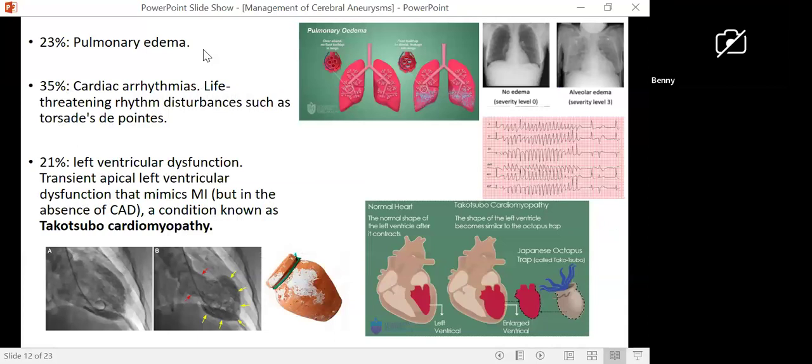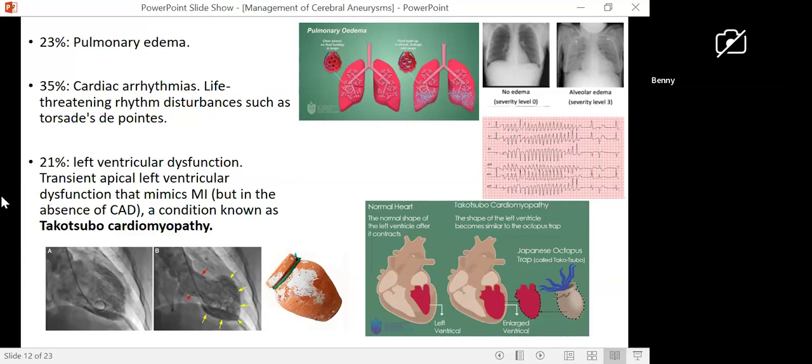23% of patients could get pulmonary edema, so essentially just fluid buildup in the lungs. 35% develop cardiac arrhythmias, and some of them can be life-threatening arrhythmias of the heart. So you can get torsades de pointes, which is just twisting of this EKG. That could lead to rapid death.